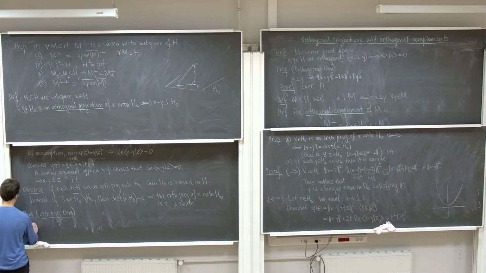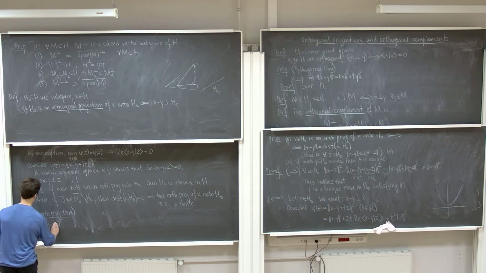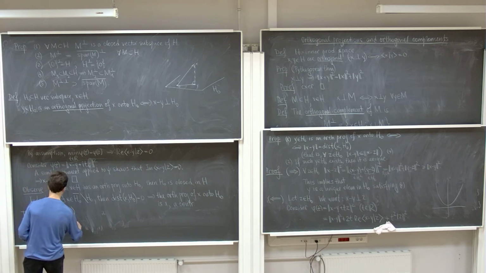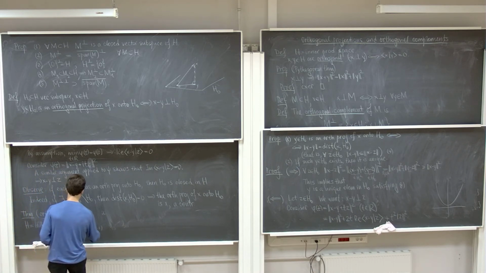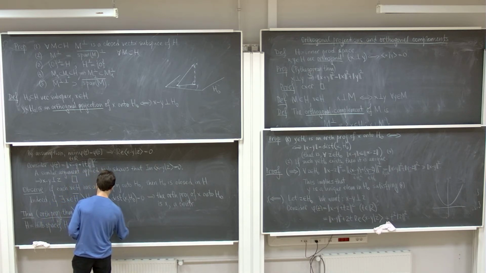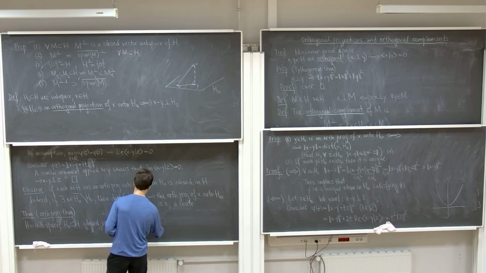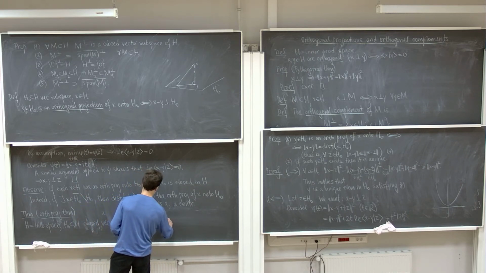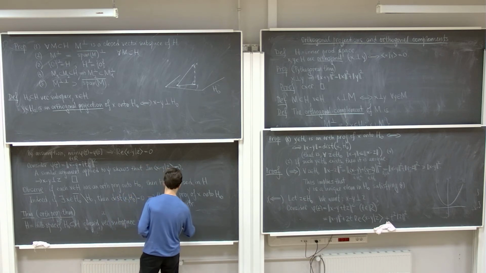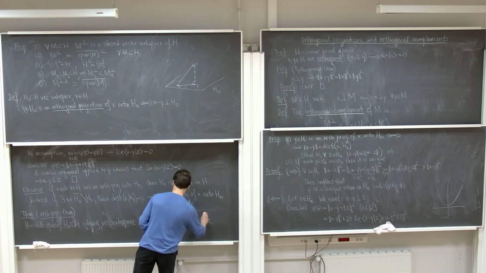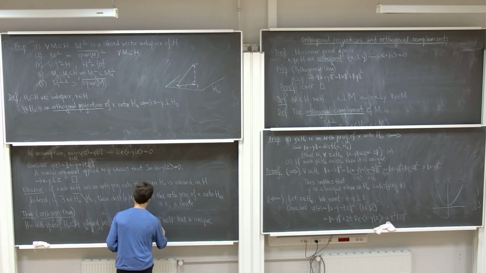If H is a Hilbert space, and H0 is a closed vector subspace of H, then each element in H has a unique orthogonal projection onto H0.